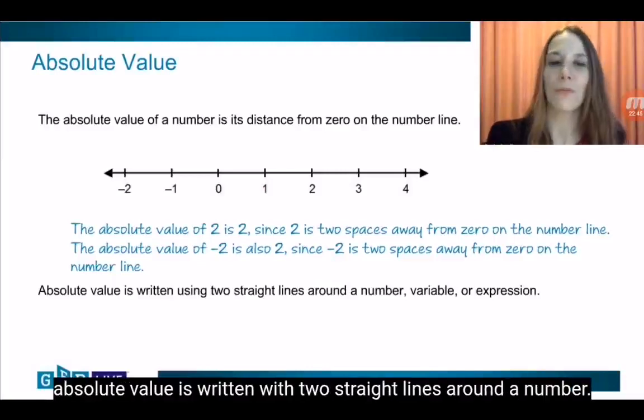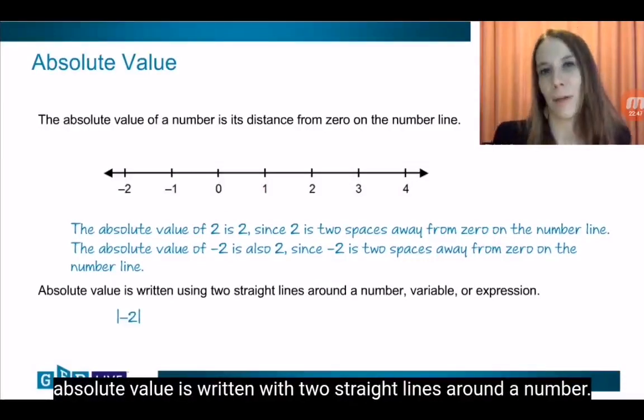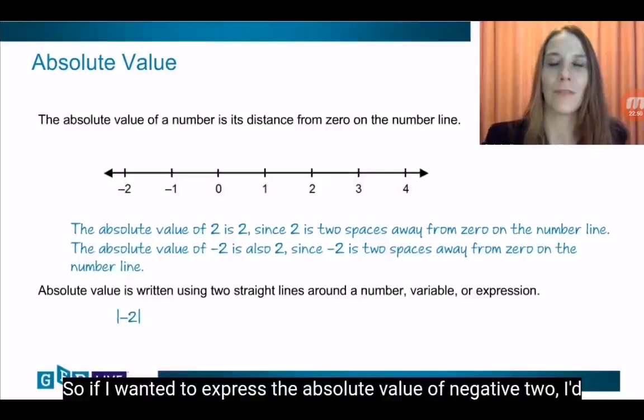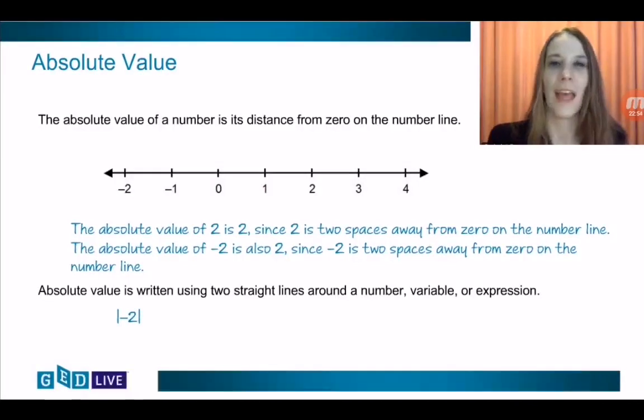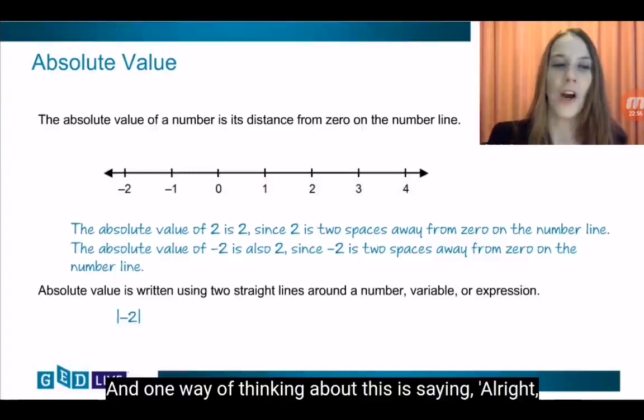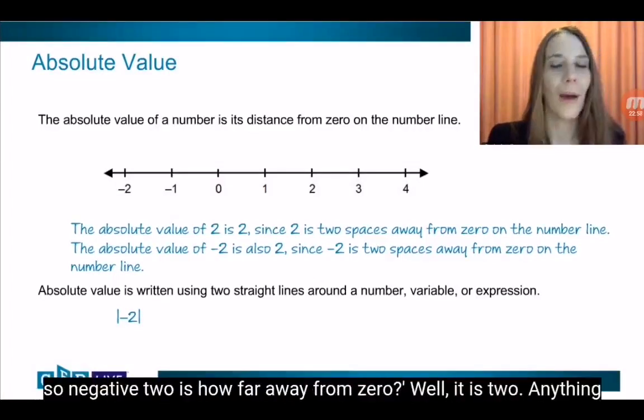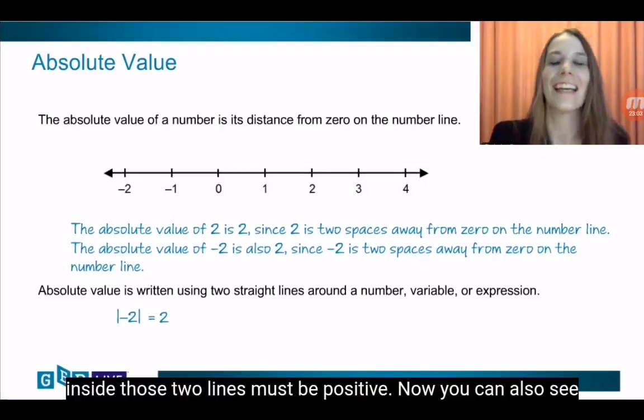So absolute value is written with 2 straight lines around a number. So if I wanted to express the absolute value of -2, I'd write it like this, with those 2 lines around -2. And this is one way of thinking about this, is saying, all right, so -2 is how far away from 0? Well, it is 2. Anything inside those 2 lines must be positive.